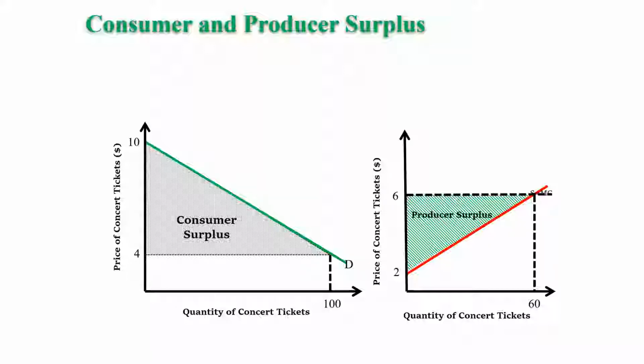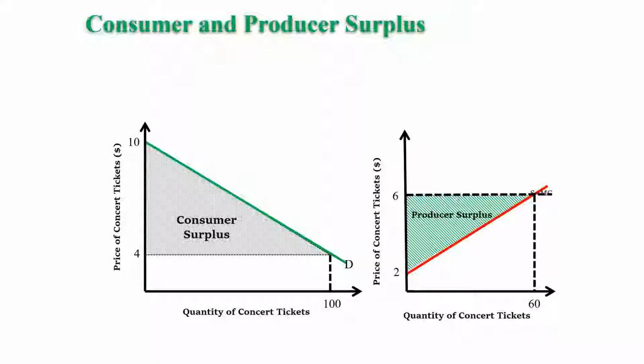So we multiply 6 by 100, multiply by half, and that gives us what? Simply half times 6, which is 3, and then 3 times 100 is 300. So this is the consumer surplus. The consumer surplus is just 300.